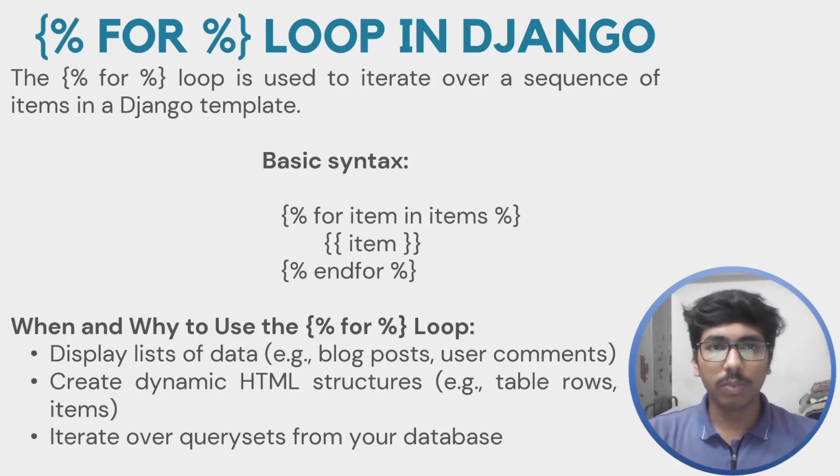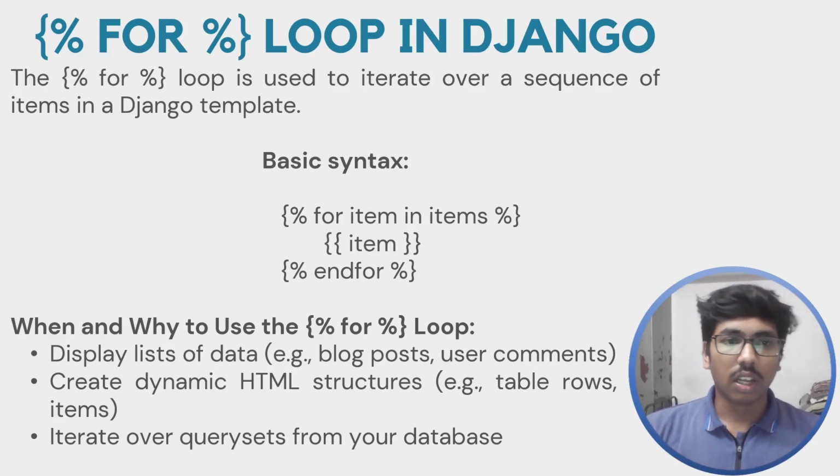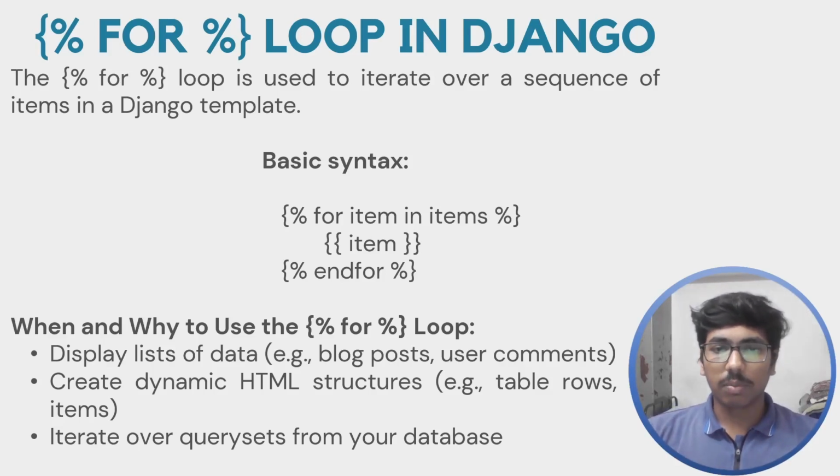The for loop is used to iterate over a sequence of items in a Django template. This is the basic syntax: for item in items, we display the item, and end the for loop. Use it to display lists of data, blog posts and user comments, create dynamic HTML structures like table rows and list items, and iterate over query sets from your database.